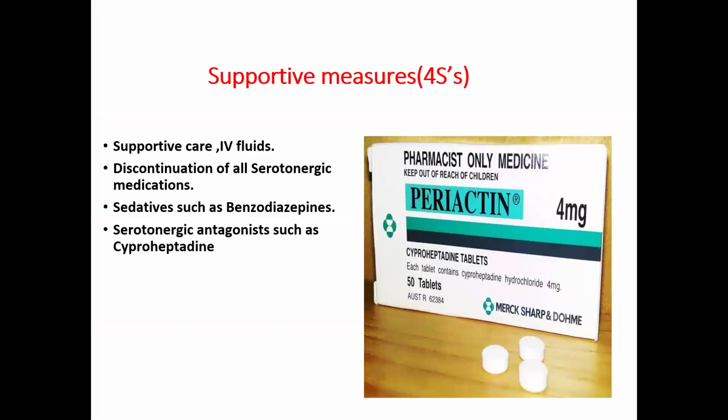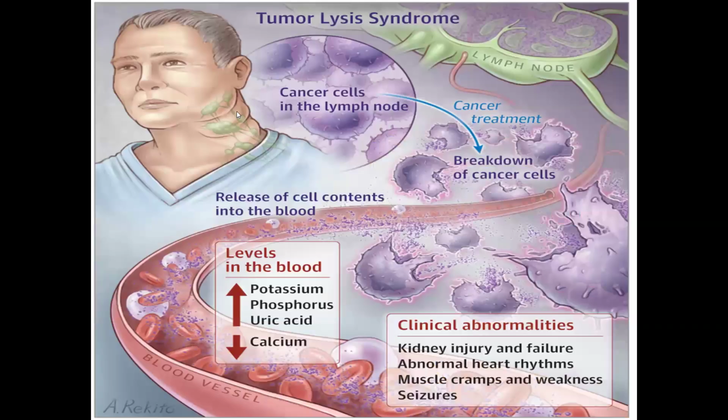So basically, the treatment is supportive, benzodiazepines, and sometimes we give serotonergic antagonists such as cyproheptadine, which is an oral drug basically, and it's available. It's cheap and available.